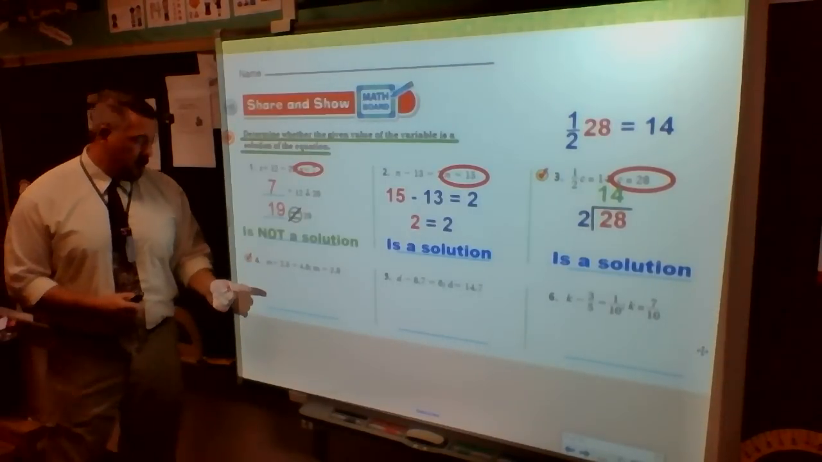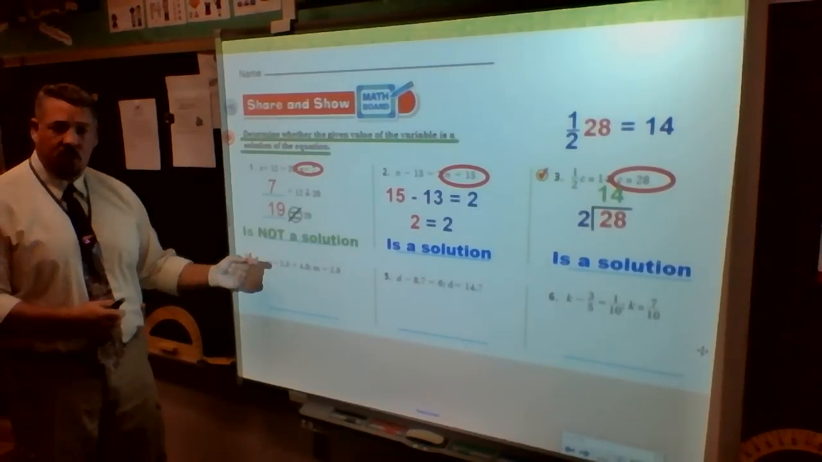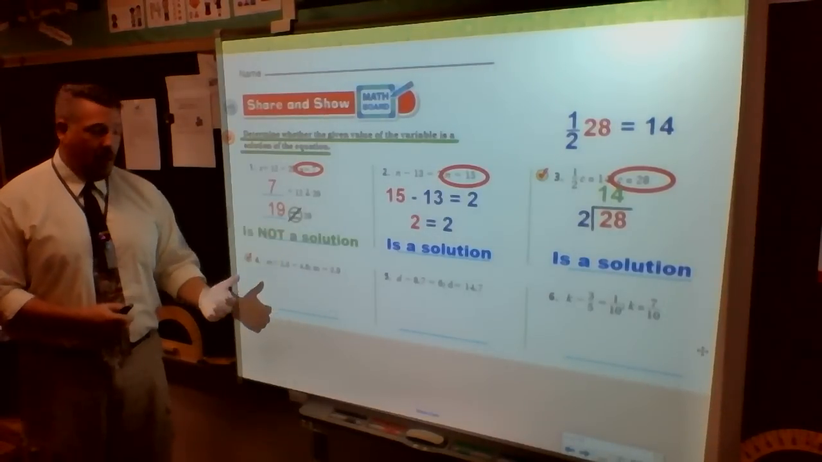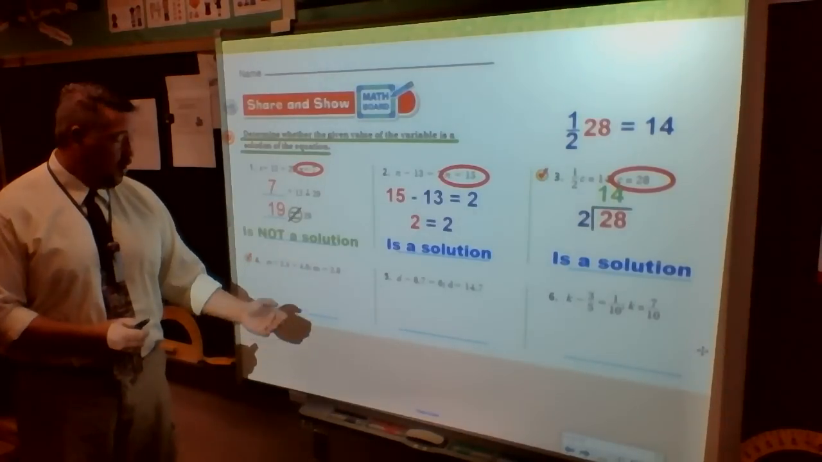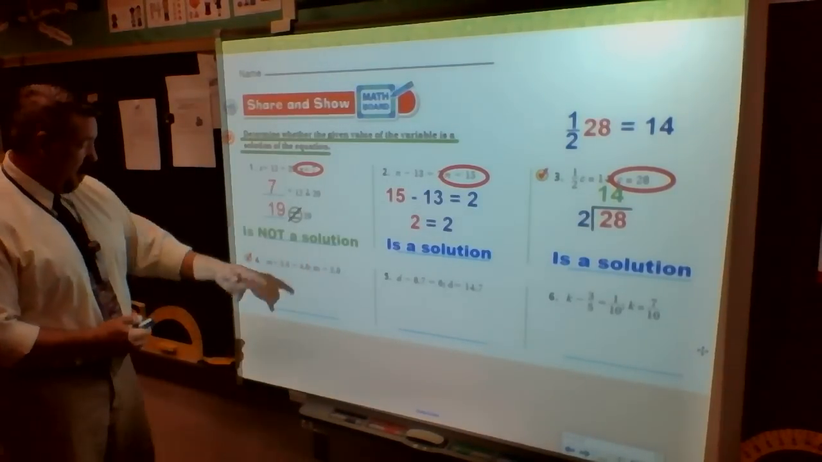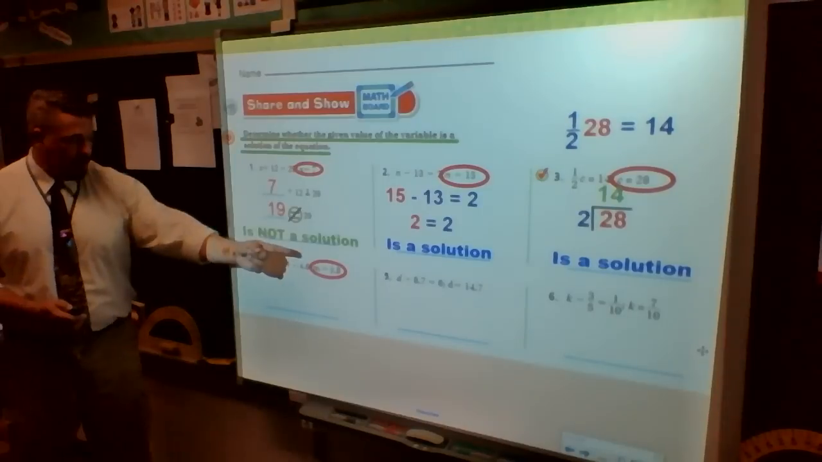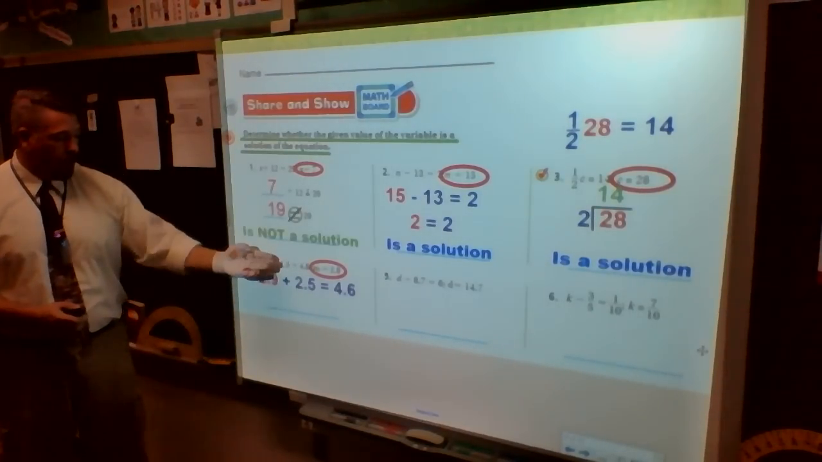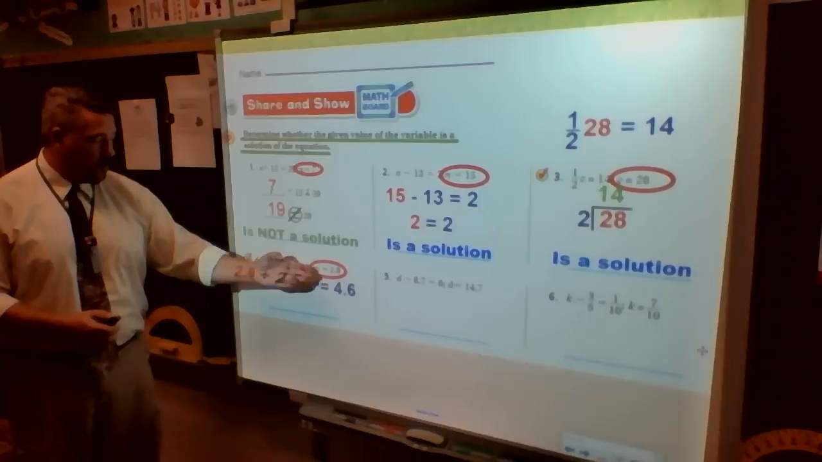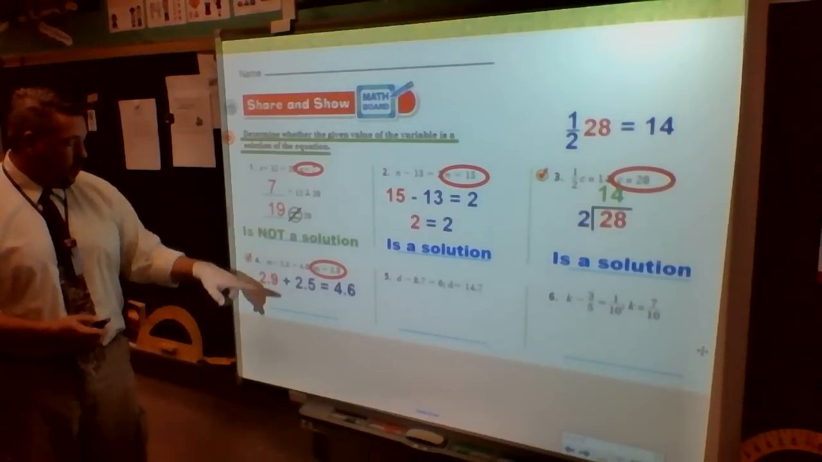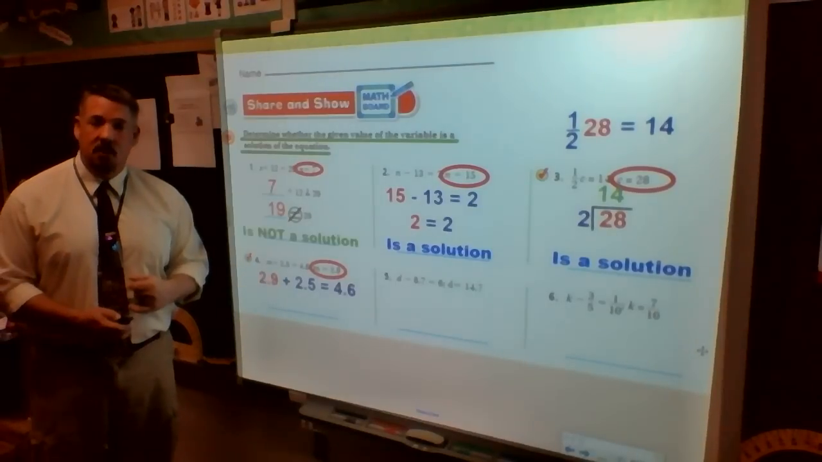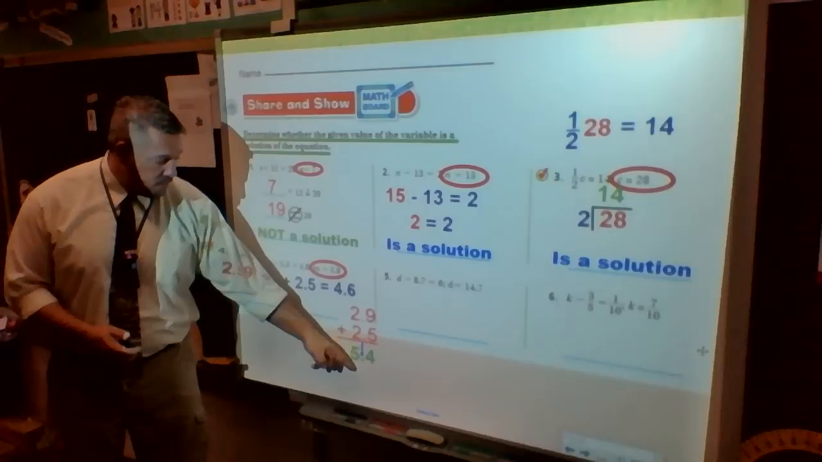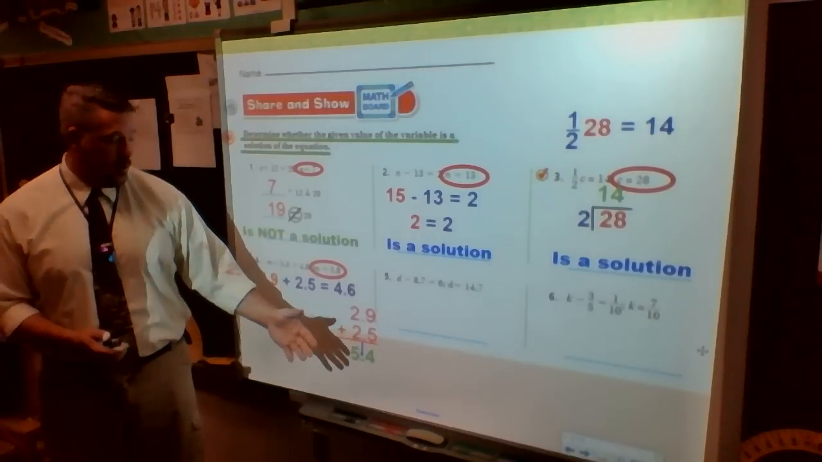So now my new equation is, for number 4, m plus 2 5/10 is equal to 4 6/10. I'm going to substitute in for m 2 9/10. So I write the new problem with the substitution in. So I put the 2 9/10 plus whatever was left, 2 5/10 equals 4 6/10. When I add or subtract decimals, I line up my decimals and bring it down, and then I do my straightforward addition.